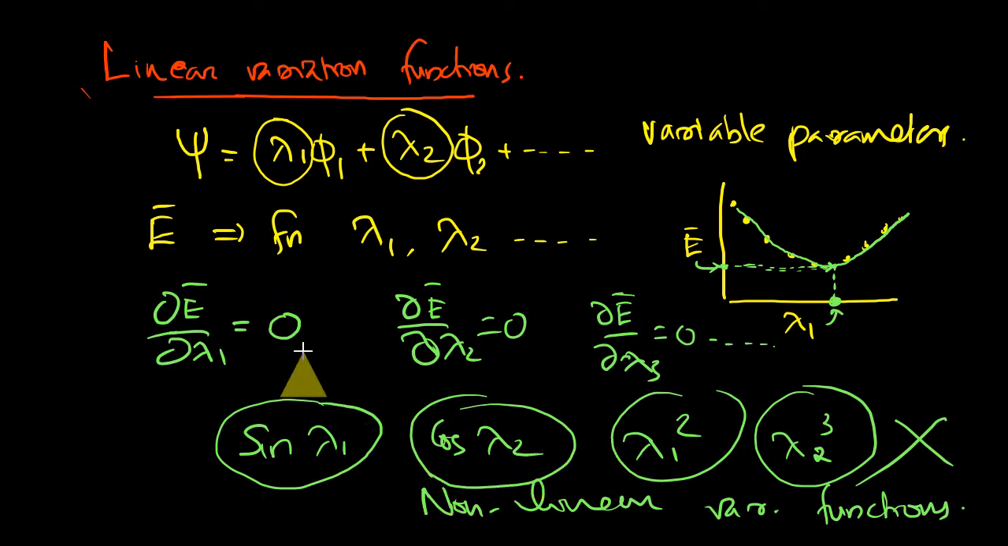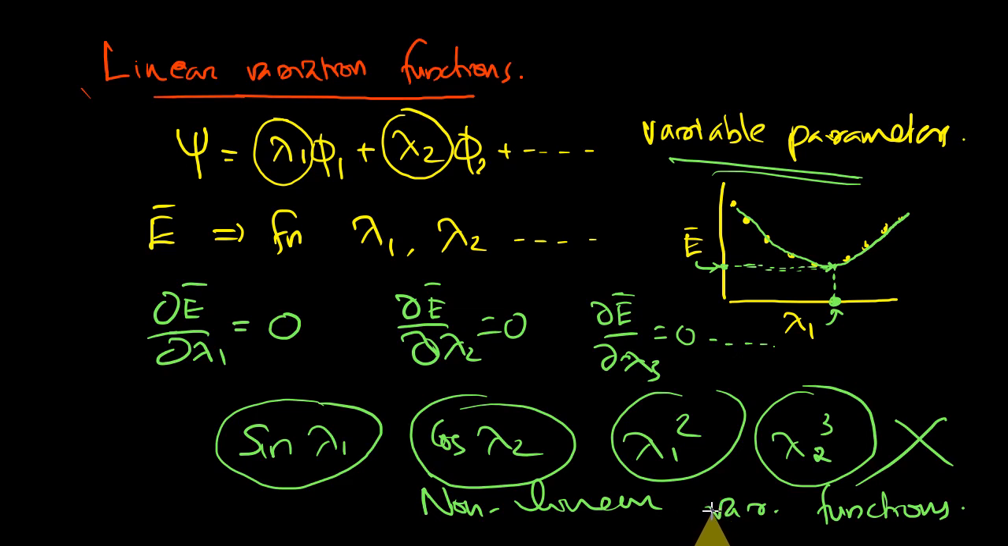That will depend upon the nature of the variable parameter. If the variable parameter appears as such, as mere constants like lambda 1, lambda 2, etc., then you can say that these are linear variation functions. But if they appear in some other way, like a sine or cos or square or cube, then you can say that they are non-linear variation functions. Okay. So now we know what are linear variation functions and non-linear variation functions.